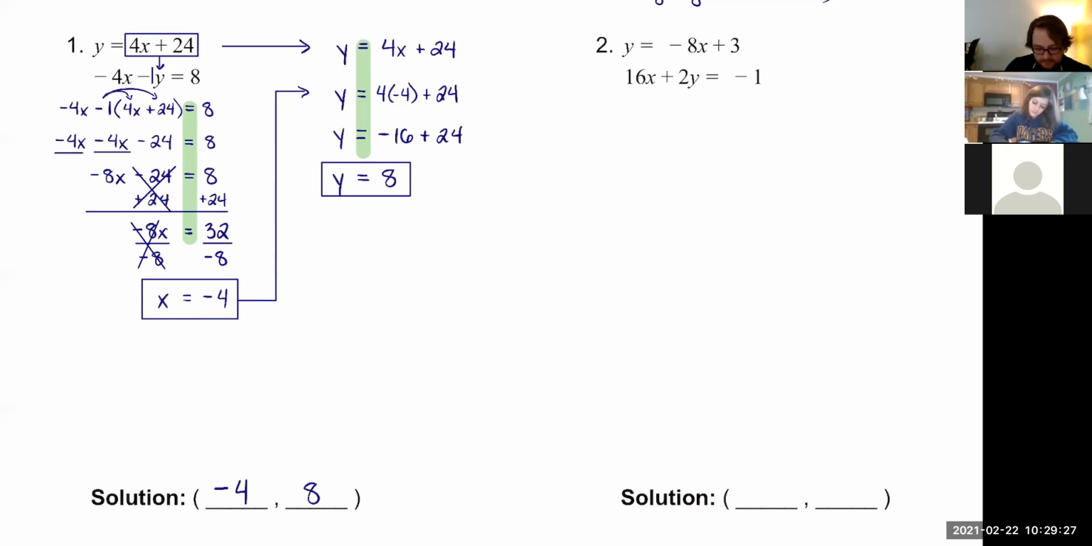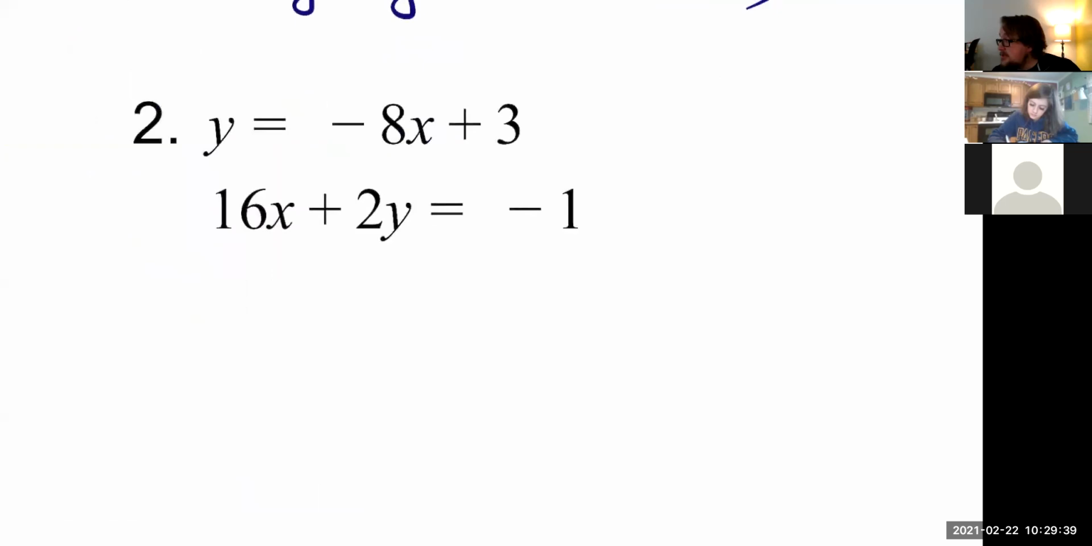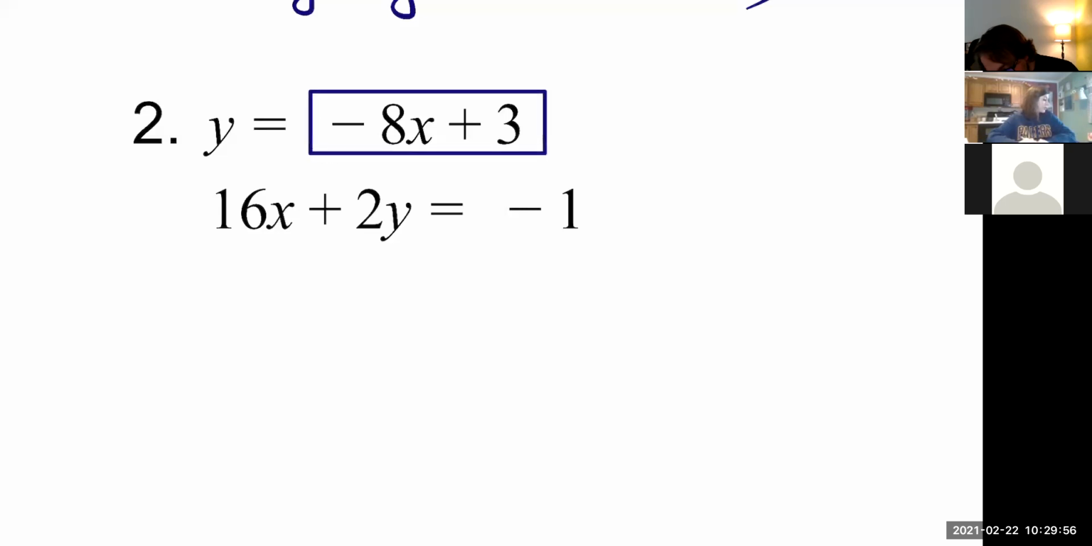So let's try the next one. Do we have a variable by itself? Which one? The y in the top equation, and that y is going to be replaced with what? Or excuse me, what are we setting that y equal to? The y on the top tells me that anywhere I see a y, we're going to replace it with negative 8x plus 3, that whole thing.